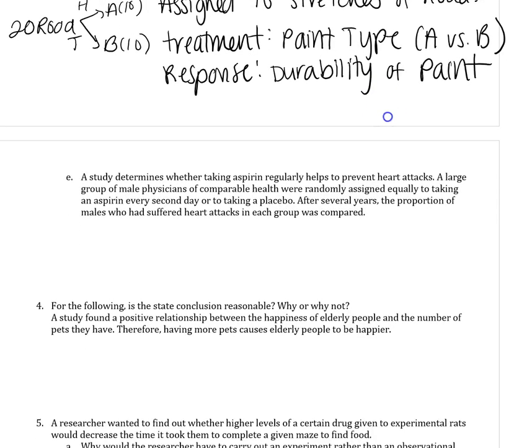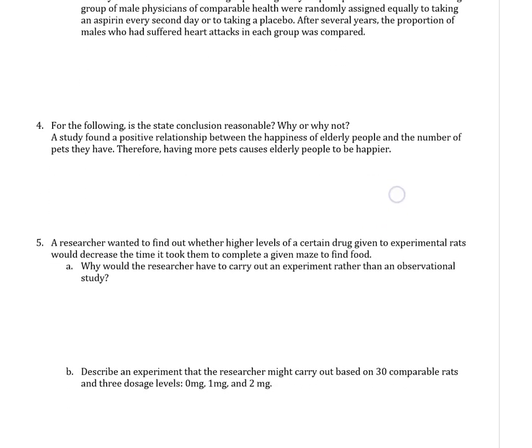Let's skip ahead to number 4. For the following, is the stated conclusion reasonable? Why or why not? A study found a positive relationship between the happiness of elderly people and the number of pets they have. Therefore, having more pets causes elderly people to be happier. So basically what this is asking is, is it okay for me to conclude cause and effect here? Elderly people were happier when they had pets, so therefore pets must cause elderly people to be happier.